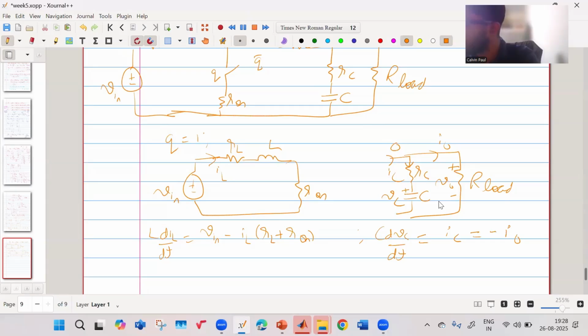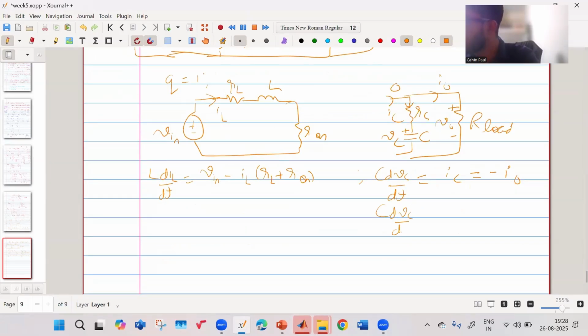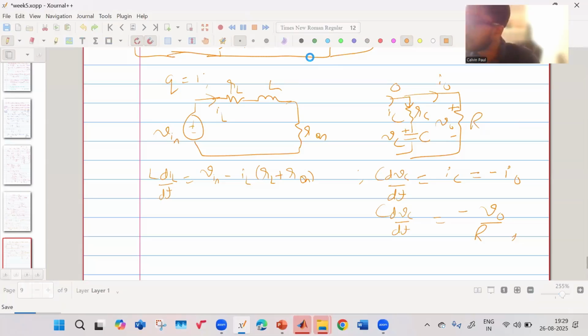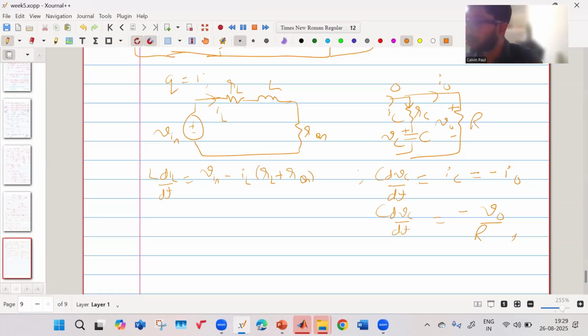So your C dVC by dt is equal to minus V output by R load. Or let us just say R. Why make it complicated? So this is minus V output by R. But we cannot use this because V output is not a state. We want it in terms of the state. So what we know, your V output is what? VC plus IC into RC. This is your V output.